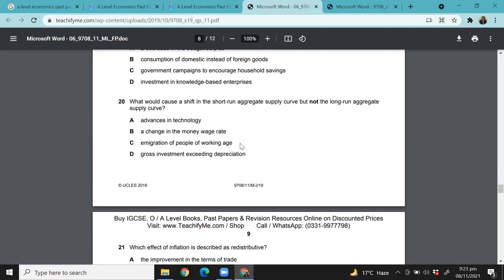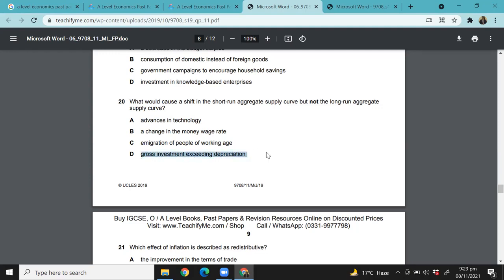Now, immigration of people of working age. I said emigration with an E means that people are going out of the country. So when more people go out of the country, don't you think that the quantity of resources in your country will deplete? Now there's less human resource to produce.